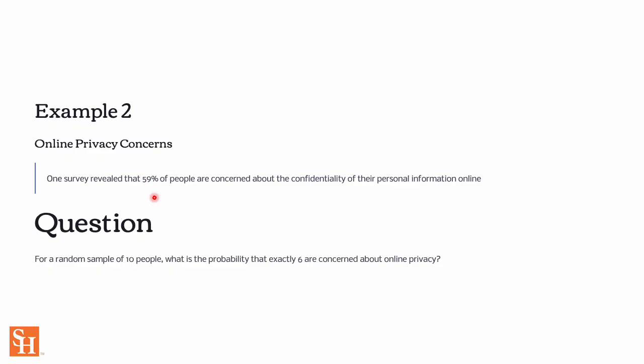That means p equal to 0.59, and n is 10 because in our random sample we have 10 people, and r equal to 6 in that case, right? Now in the next slide, we will see how we can solve this problem using binomial probability distribution.